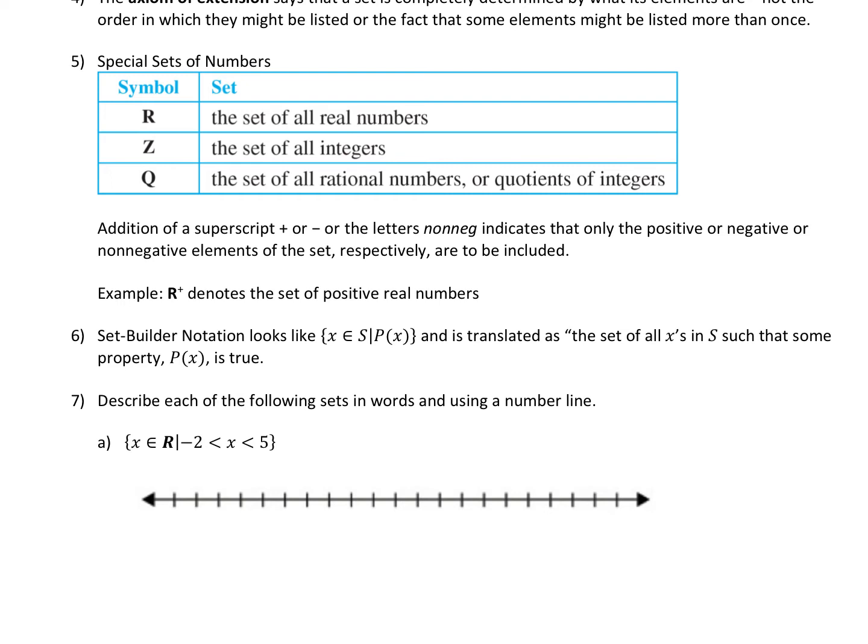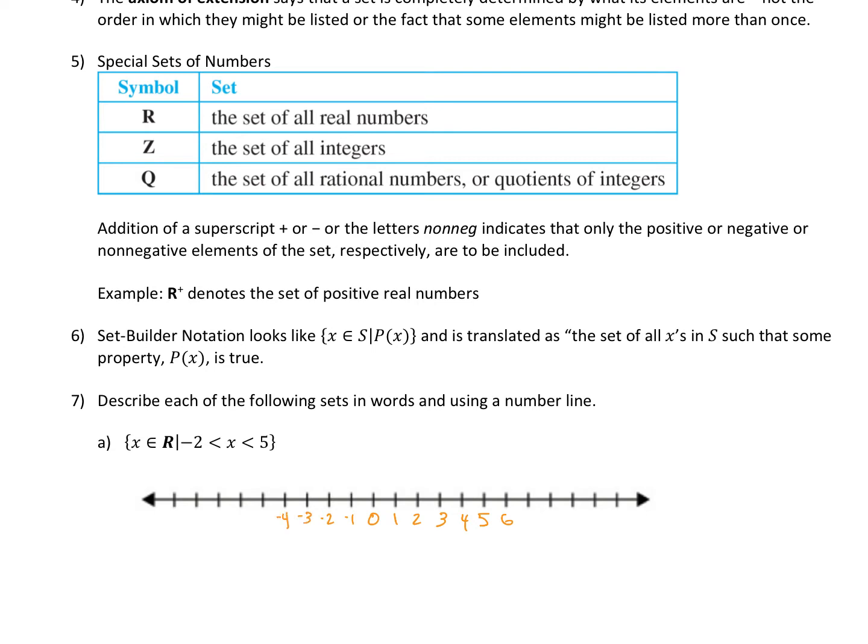Okay. So for example, we're going to describe this set in words and on a number line. So the set of all x's in the reals, the set of all x's in R, such that x is sandwiched between -2 and 5. Doesn't include the -2, doesn't include the 5. So I'm just going to label my number line here. We've got 0, 1, 2, 3, 4, 5, 6, -1, -2, -3, -4.